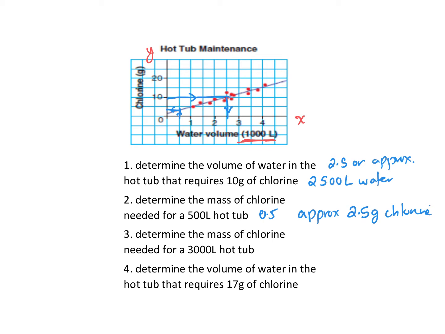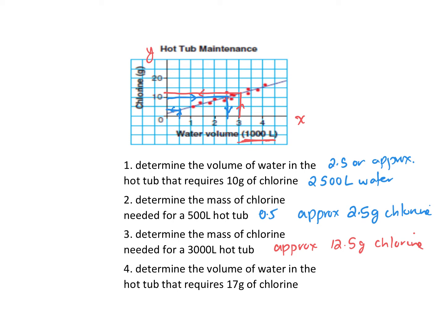3,000 liters would be here. I'm going up to the graph, and I'm going across to find that grams of chlorine. It's between 10 and 15, so I'm going to say approximately 12.5 grams of chlorine. So I'm indicating my answer in units and what I'm measuring.